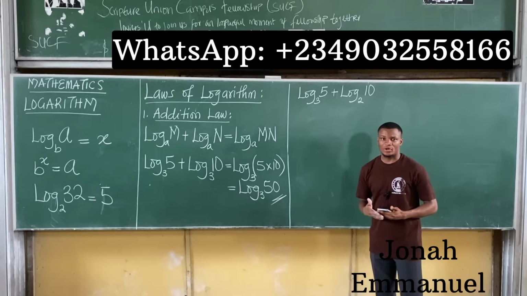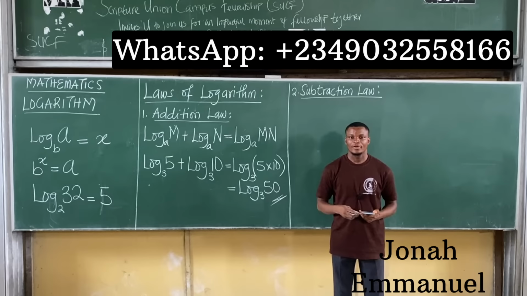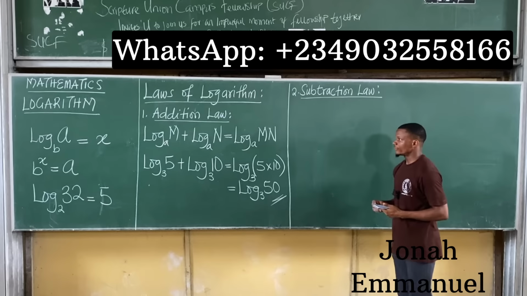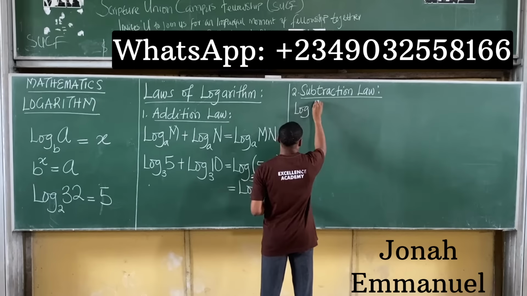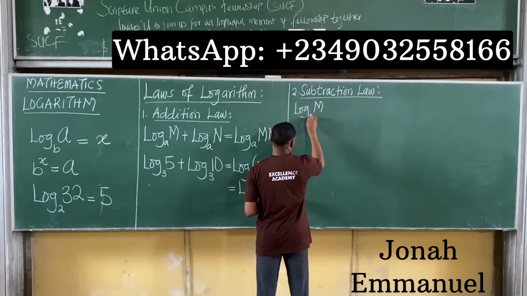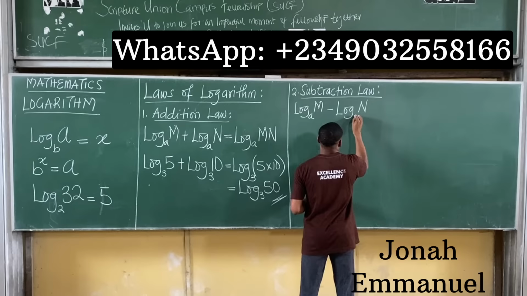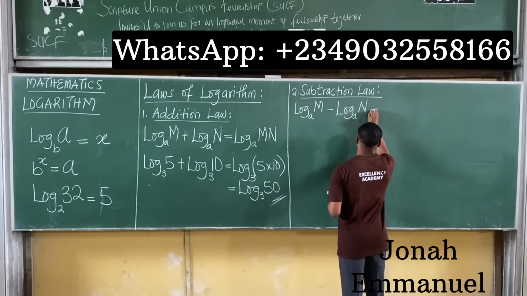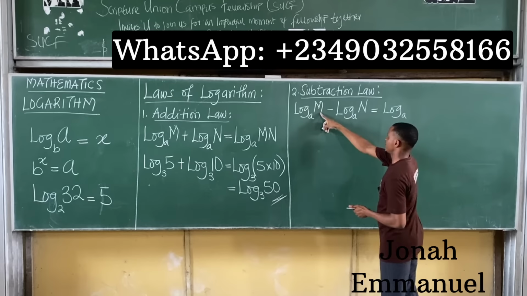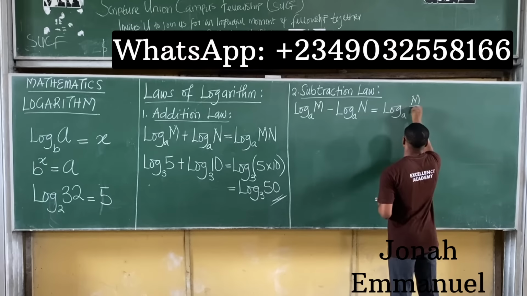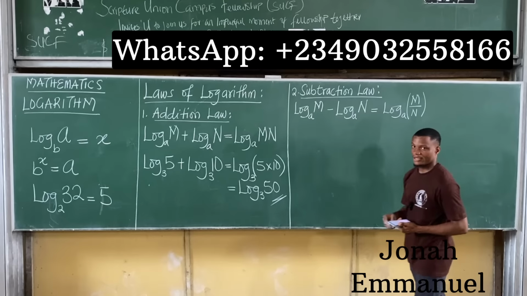Let's look at the second law of logarithm called the subtraction law. For this one, the law is this: if I take the log of, let's say, m to a particular base, let's say a, and this time I'm subtracting log n base a from this, from the law of logarithms we have that this will become log to base a of m divided by n. So it becomes m all over n. All right, this is basically the subtraction law of logarithm. This is how it works.